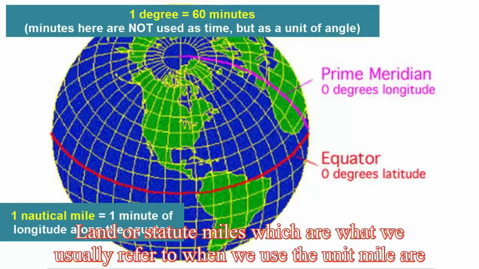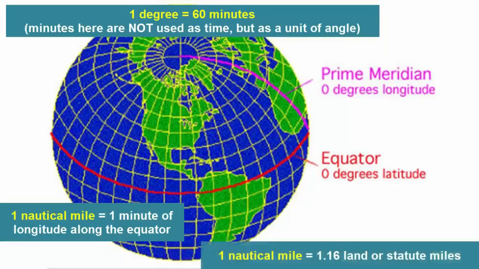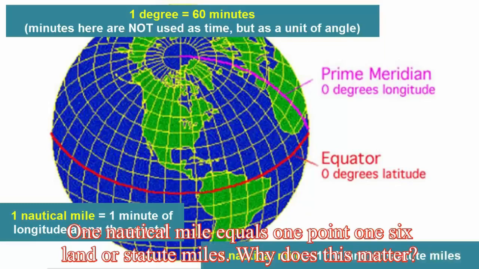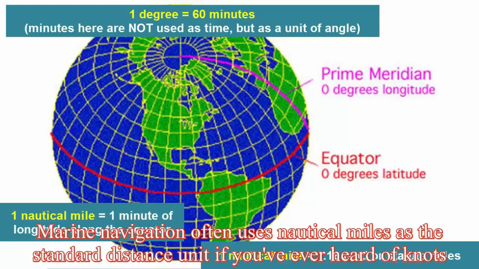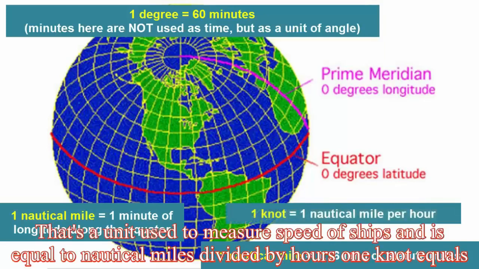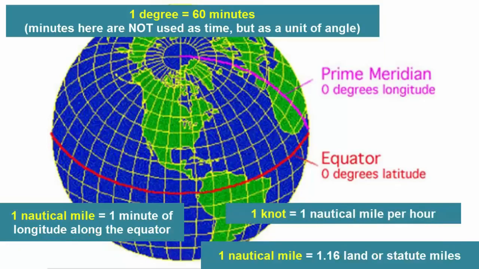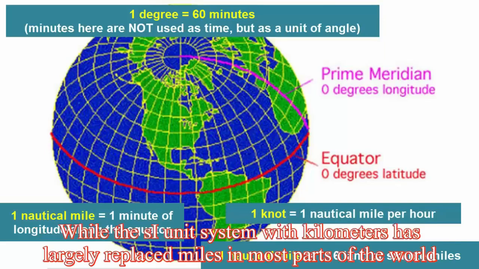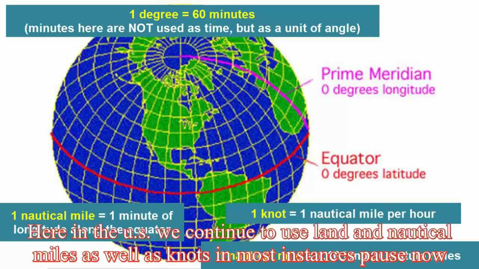Land or statute miles, which are what we usually refer to when we use the unit mile, are smaller than nautical miles by about 20%. 1 nautical mile equals 1.16 land or statute miles. Why does this matter? Marine navigation often uses nautical miles as the standard distance unit. If you've ever heard of knots, that's a unit used to measure speed of ships and is equal to nautical miles divided by hours. 1 knot equals 1 nautical mile per hour. While the SI unit system with kilometers has largely replaced miles in most parts of the world, here in the US we continue to use land and nautical miles as well as knots in most instances. Pause now.